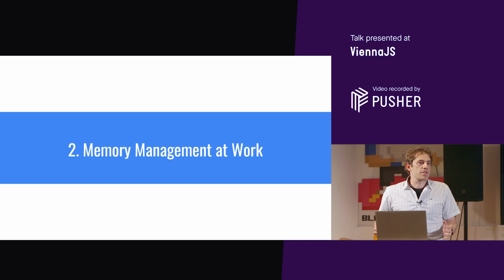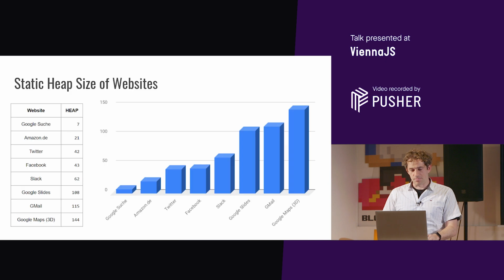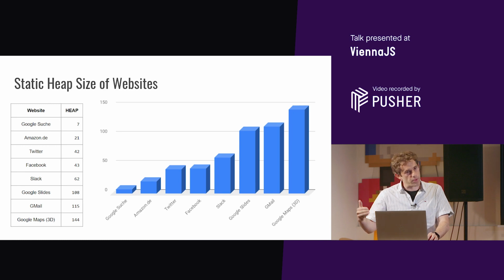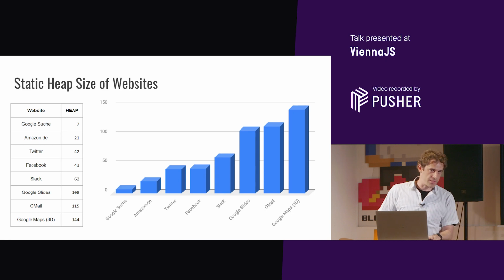So the question is, of course, now how large is such a heap, when it is too much, when it is too few, when it is optimal. The answer is, of course, it depends. And I have here a list of very popular websites. And as we can see, the Google search requires only 7 megabytes. And on the other hand, we find Google Maps with the 3D feature enabled, which allocates about 150 megabytes. So your application should find its place somewhere in between.